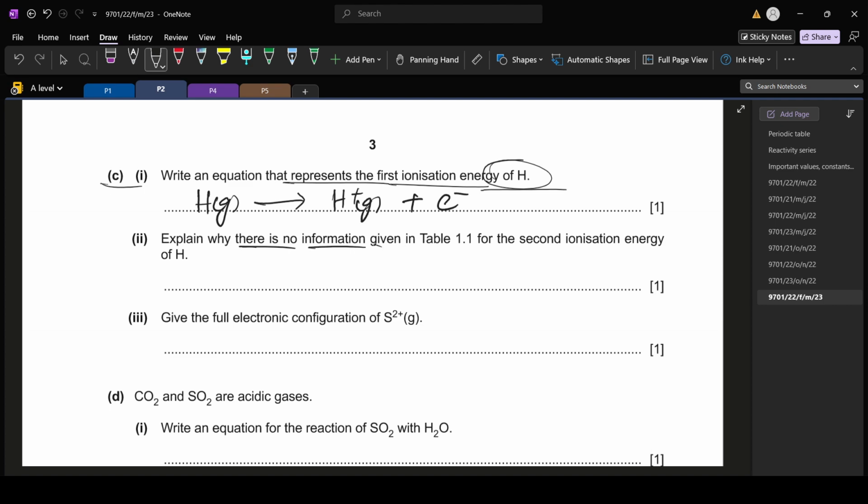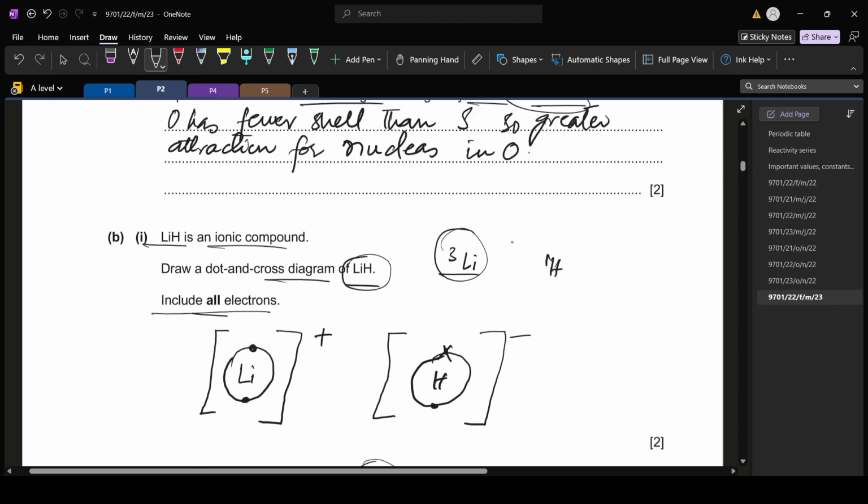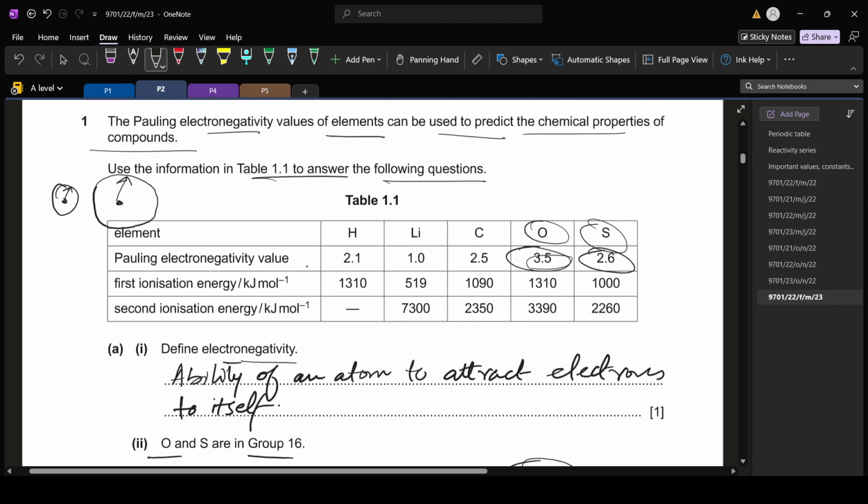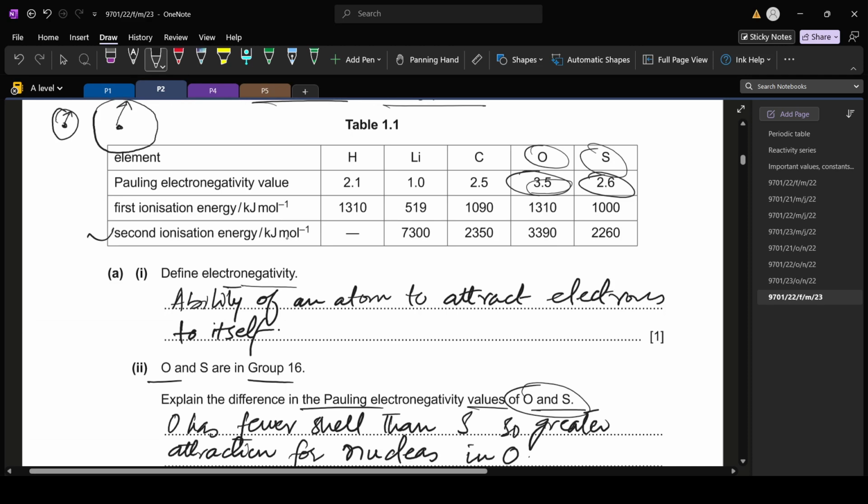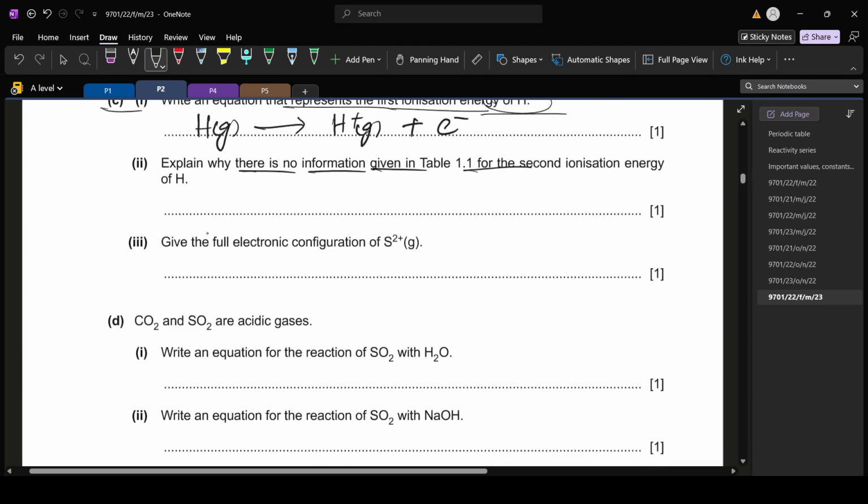Explain why there is no information given in table 1.1 for the second ionization energy of hydrogen. In table 1.1, you can see that there is no second ionization energy of hydrogen because hydrogen has only 1 electron. So there are no more electrons, so it has no second ionization energy.